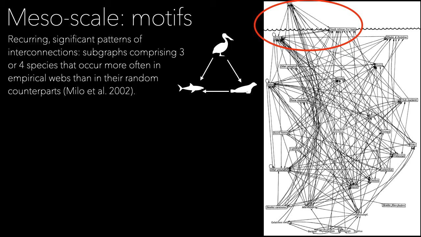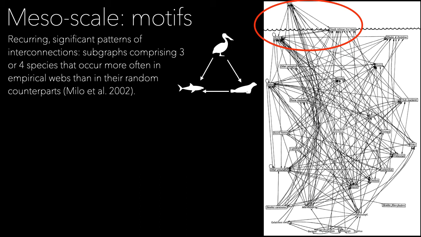Motifs are recurring significant patterns of interconnections. They are subgraphs comprising 3 or 4 species that occur more often in empirical food webs than in their random counterparts. It is very important to notice this definition.